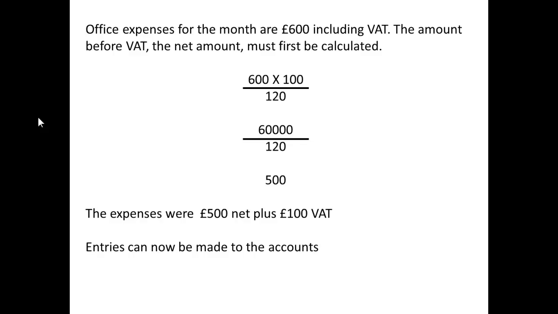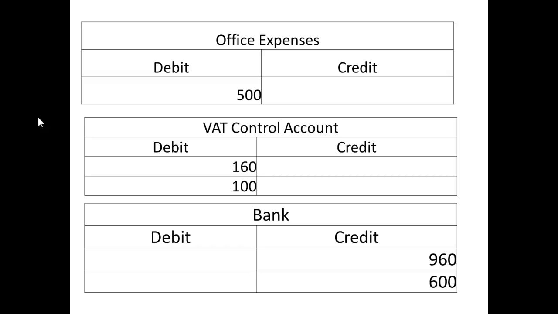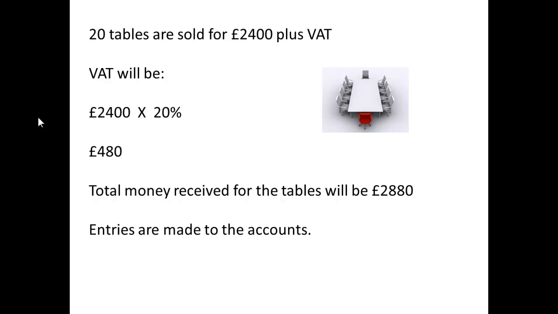Office expenses for the month came to 600 including VAT. So the amount before VAT, the net amount, must first be calculated. So that's 600 times 100 divided by 120, which will come to 500. So the expenses then must have been £500 net plus £100 VAT. So we can now make those entries to the accounts. We'll debit office expenses with 500, debit the VAT control account with 100, and of course we'll credit the bank account with 600, paying for the expenses.